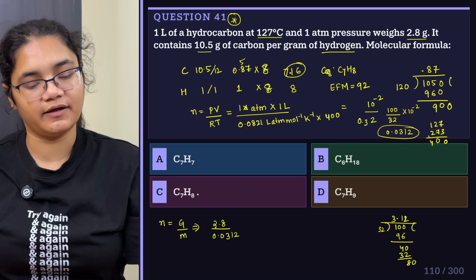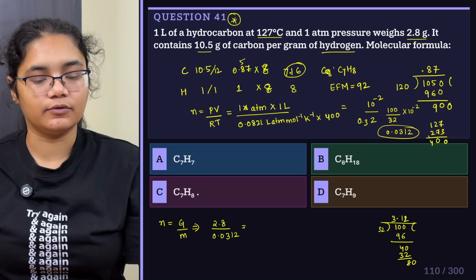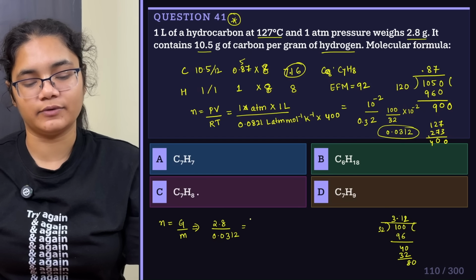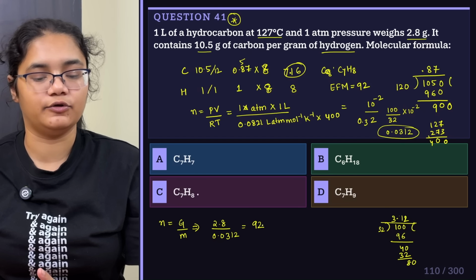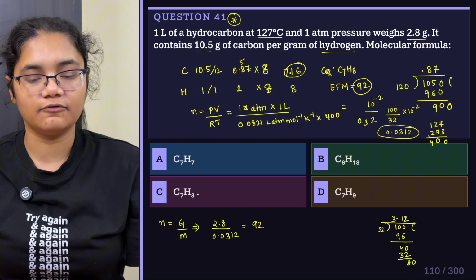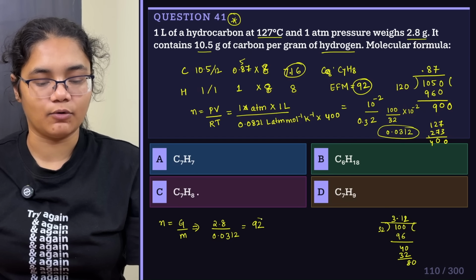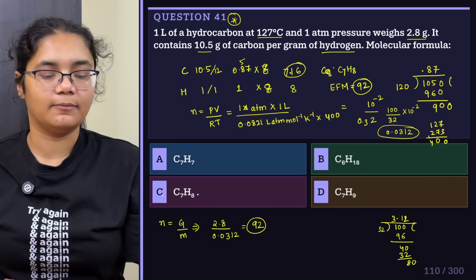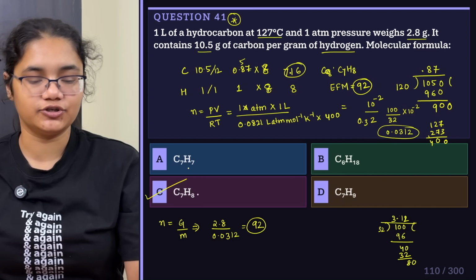0.0312. So if I divide this, you can calculate, you will get around 9 3 is 27, something, so 92 you will get here. And if you see, the empirical formula mass is also 92 and the molecular mass is also 92. So the molecular formula will be C7H8.